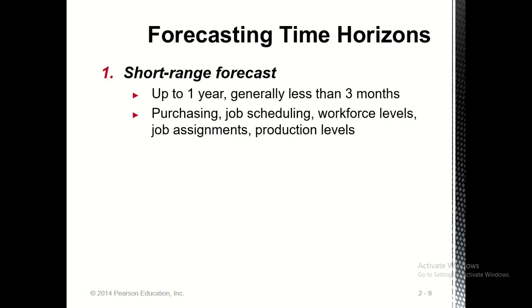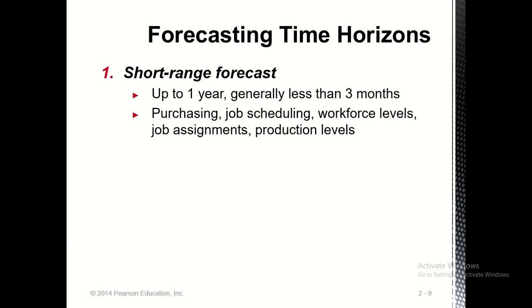So we have here three forecasting time horizons. Let us start with the short range forecast. The short range forecast lasts for 1 year only, which we sometimes call the annual forecast. But generally this is less than 3 months, so 3 months to 1 year.